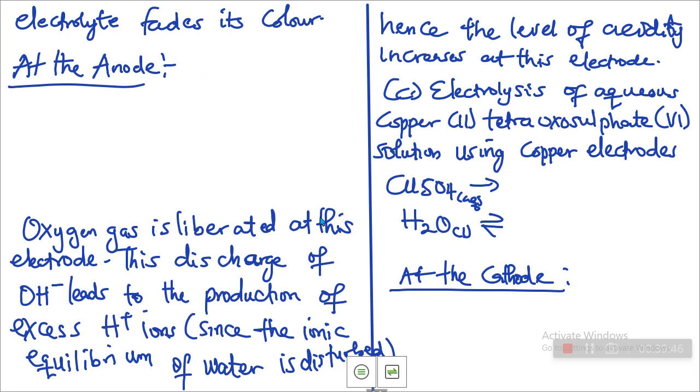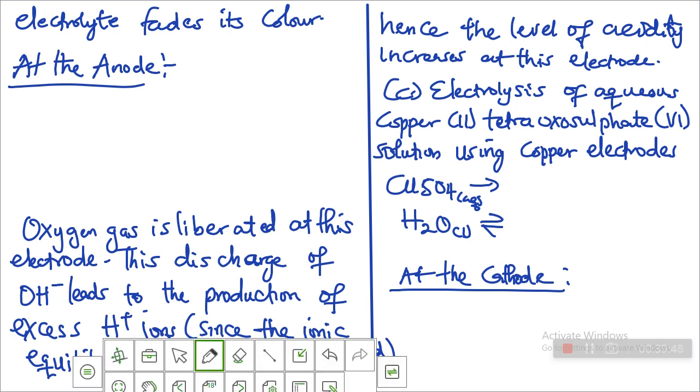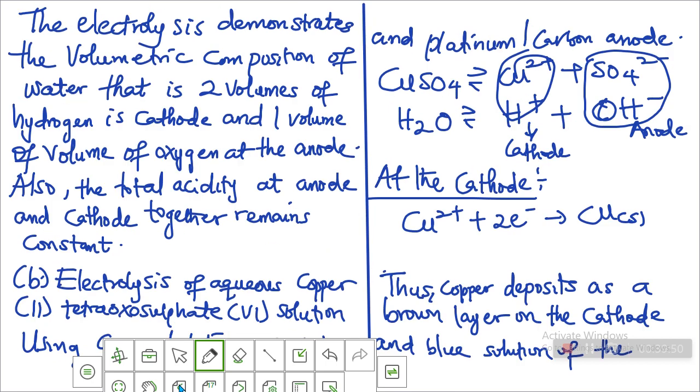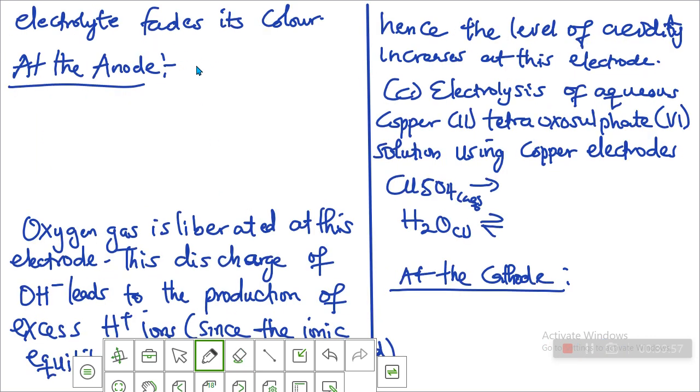Now let's go to the anode. What discharges at the anode? SO4 2 minus and OH minus go to the anode. Now what is going to discharge? You know that OH minus is lower than SO4 2 minus. So what do you think is going to happen? OH minus will discharge.